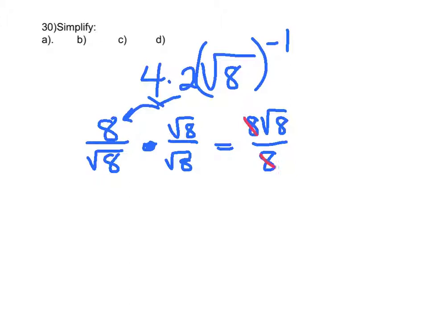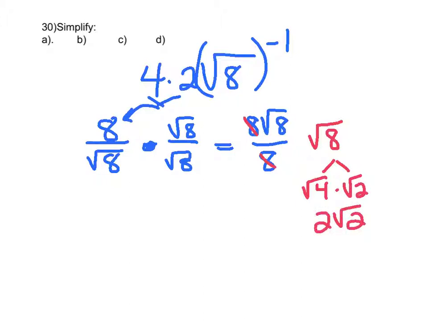Our 8's are going to reduce, and I'm going to end up with the square root of 8, which, of course, we have to break down. So your answer to number 30 is going to be letter D.